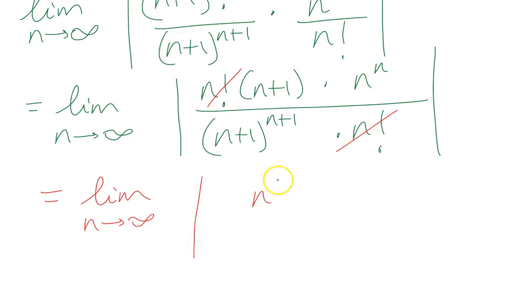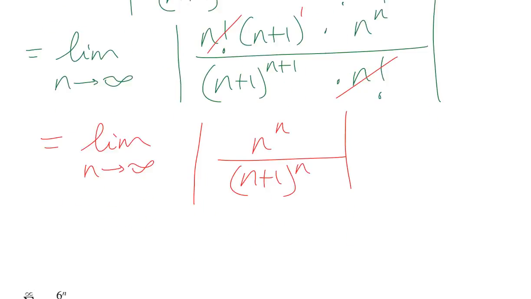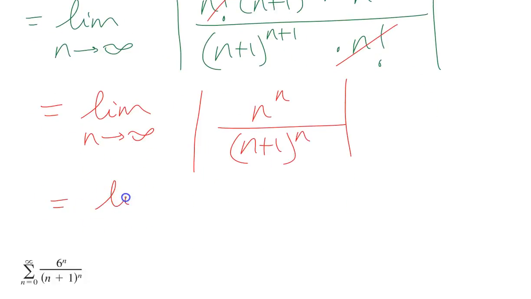I have n to the n in the numerator. Notice that I have a lot more n plus 1s in the denominator in terms of factors. This is n plus 1 to the power 1. This is n plus 1 to the power n plus 1. When you cancel, that's going to be n plus 1 to the power n in the denominator. Does this look familiar to you?